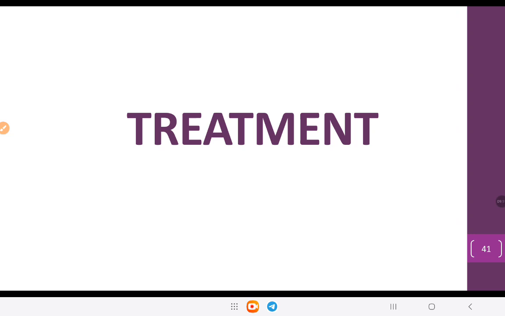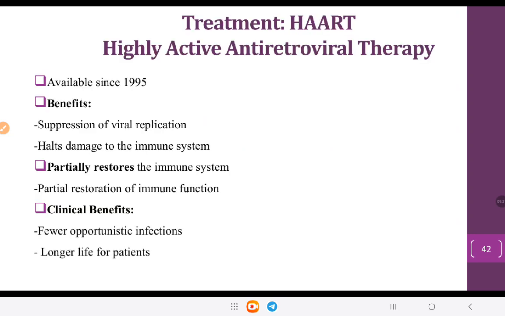Let us talk about the treatment. What happens when the result is positive? There is currently no cure for HIV, but effective treatment allows people with HIV to live long and healthy lives. The goal of the treatment is to suppress viral replication, protect our immune system, and prevent disease progression.